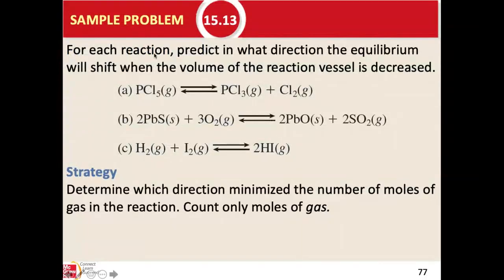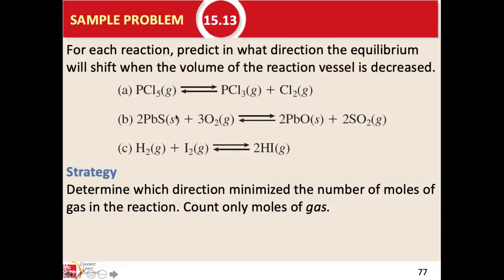So for this problem, they're asking for each reaction to predict in what direction the equilibrium will shift when the volume of a reaction vessel is decreased. Well, first of all, they have to be in the gas phase. This is gas, this is gas, this is gas. You have 1 mole of a gas on the reactant side, you have 2 moles of a gas on the product side. So when the volume is decreased, the reaction has to proceed to the side with a fewer number of molecules. Fewer molecules is the reactant side.